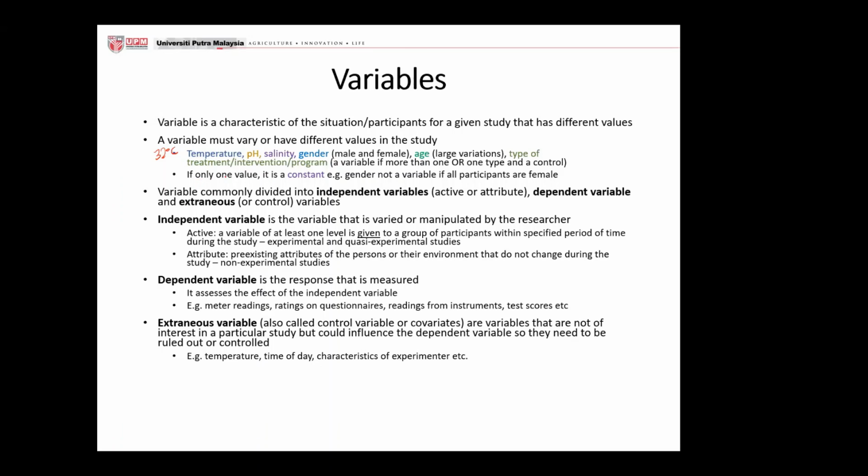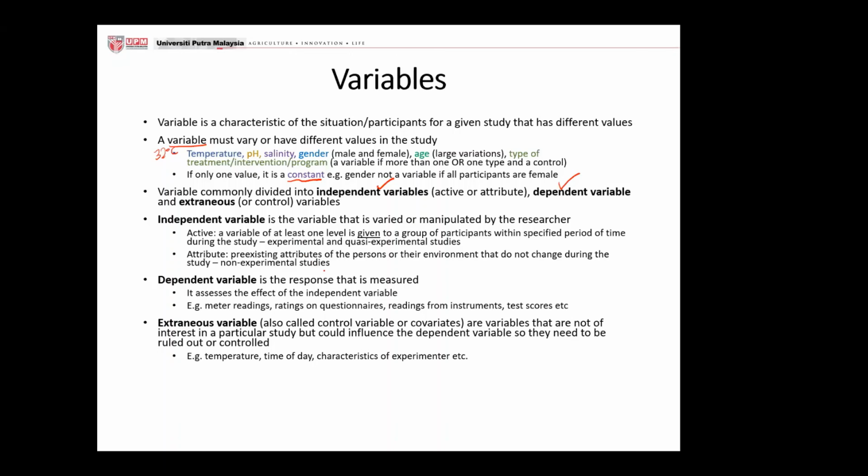If it's only one value, it is a constant. This is very, very basic, guys, so I hope you still remember. When we talk about variables, they are commonly divided into independent variables and dependent variables. And if you still recall, if you did any lab before, there are always things like control variables. Basically, the independent variable is the variable that is varied or manipulated by the researcher.